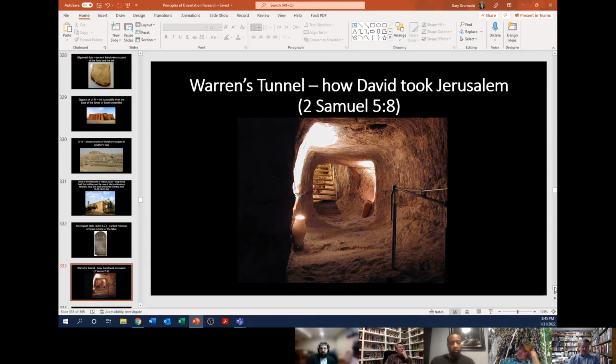I've walked through this tunnel. It's called Warren's Tunnel. When you read 2 Samuel 5:8, that David and his mighty men took Jerusalem, this is how they did it. They went through this tunnel and they were able to capture the city.